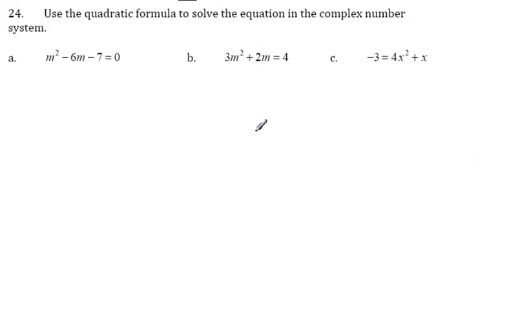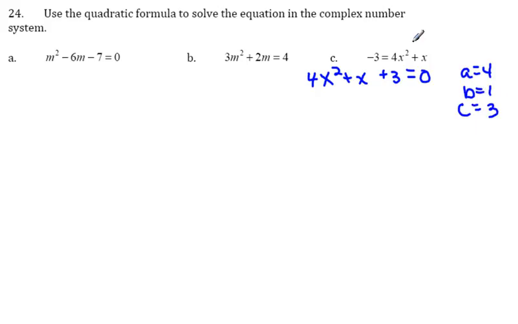Okay, we're continuing on with C, and it's completely in the wrong order, so I need to add the 3 over to this side, which is going to give me 4x squared plus x plus 3, and now it equals 0. I'm going to go ahead and put my 0 on this side because we know that it doesn't matter which side of the equal sign my 0 was on. So now I have a is 4, b is 1, and c is 3.